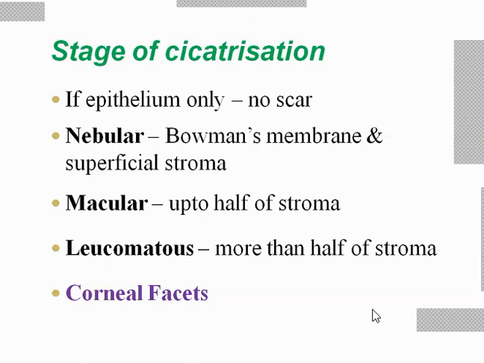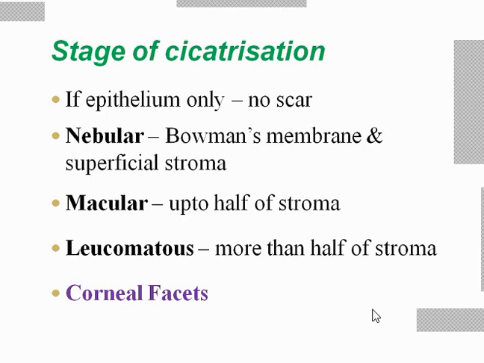So you come to the OP, any of the assistant professors will be able to show you how the cornea looks in section in a biomicroscopic image. So if up to half of the stroma is involved, Bowman's membrane is breached, and half of the stroma is breached, it produces a macular type of opacity in the cornea. What is macula? Macula is a small, opaque opacity. Nebula is translucent in nature.